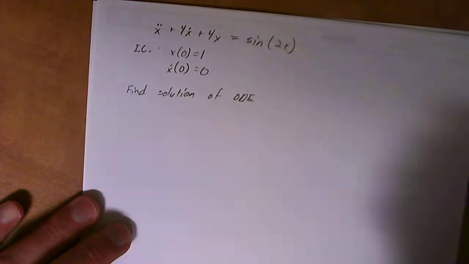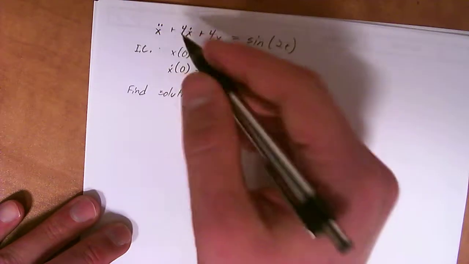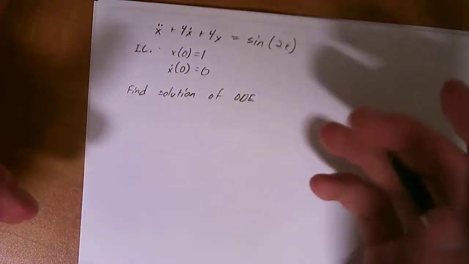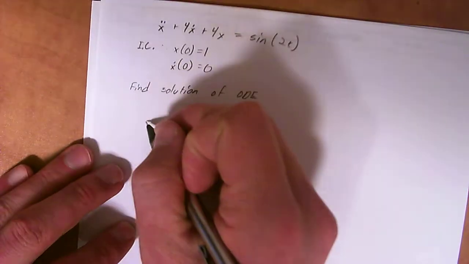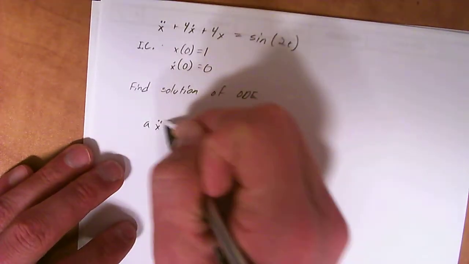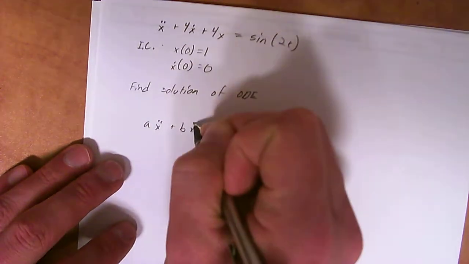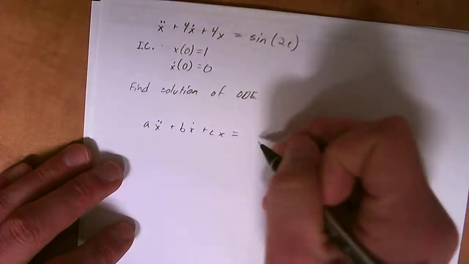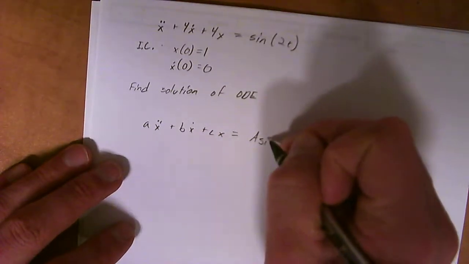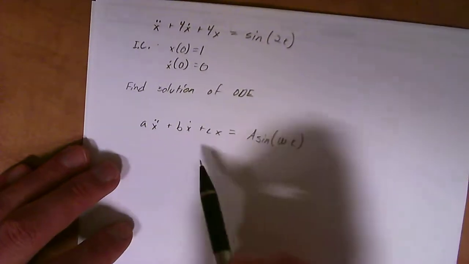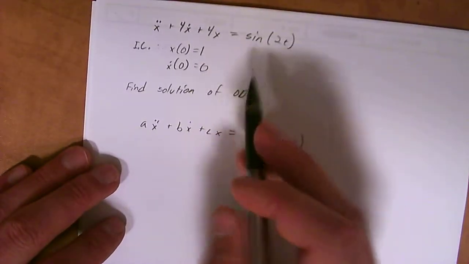Alright. So when setting up an ODE, what you need to do is take this equation and basically break it into its most fundamental aspects. So any ODE goes A times x double dot plus B x dot plus C x is equal to A, or in this case, sine of omega t. So this is the basic format of this equation.